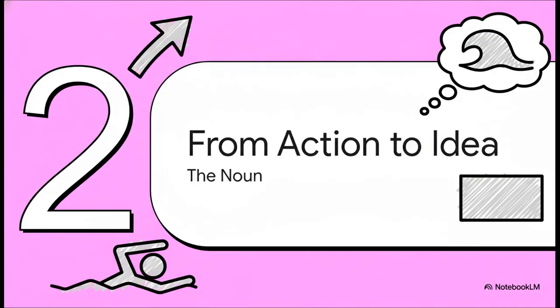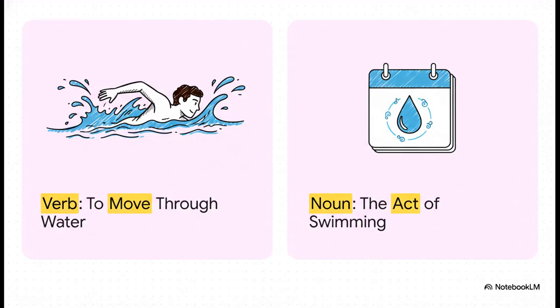All right, section 2, from action to idea. Now the page does a really smart pivot. It shows us that swim isn't just something you do. It can also be a thing, an event, an idea. We're shifting gears from the verb to the noun. And this illustrates that difference perfectly. It's subtle, but it's so important.